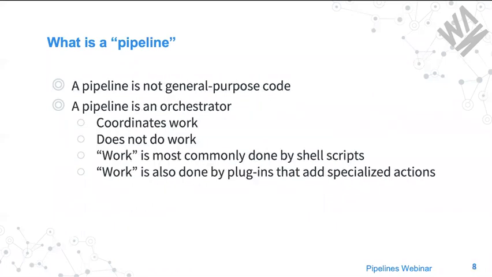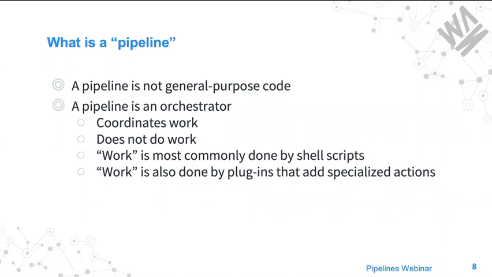Now, pipelines are not intended to be general purpose code. Even though we've got this sophisticated language, Groovy, pipelines are intended to be used for orchestration. A pipeline is intended to coordinate work. It does not do work. And what do I mean by that?